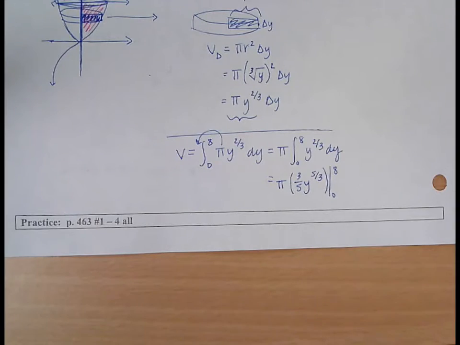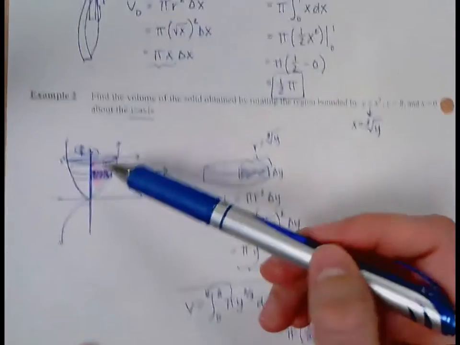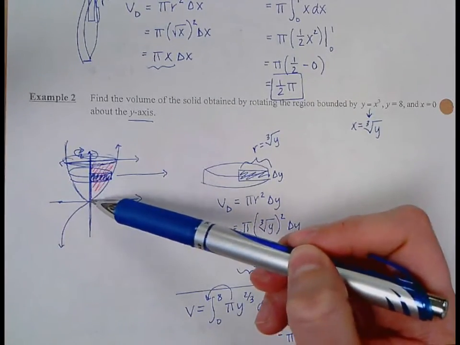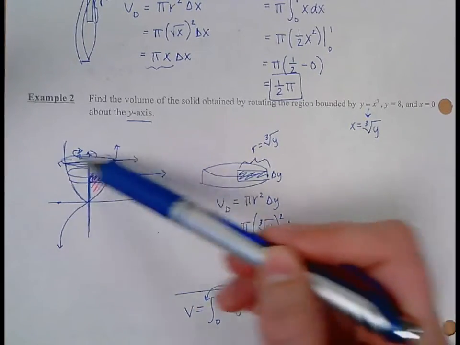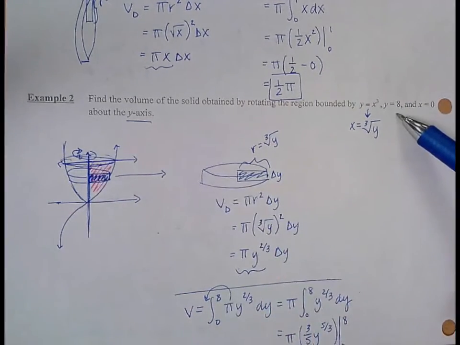The 8, so this region goes from the y value 0, and it was bounded up here by the y value 8, because we had y equals 8.